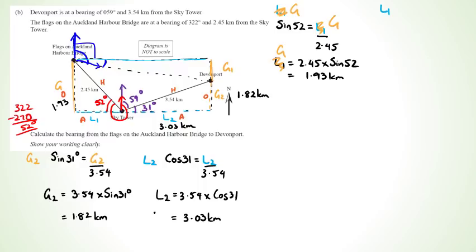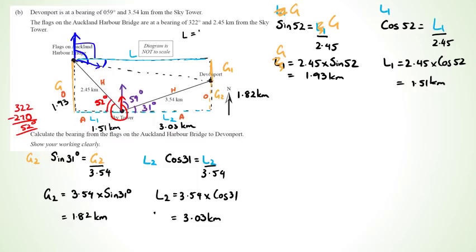Okay, let's go to L1. If I'm going to work out L1, I've got to use cos because it's adjacent and hypotenuse. So cos 52 equals L1 divided by hypotenuse, which is 2.45. So L1 equals 2.45 times cos 52, which equals 1.51 kilometers. That's better. So now what I can say is L. See how this light blue here? This L equals 1.51 plus 3.03, which equals 4.54.